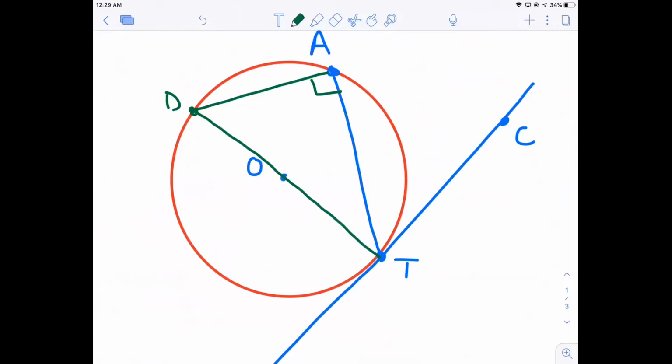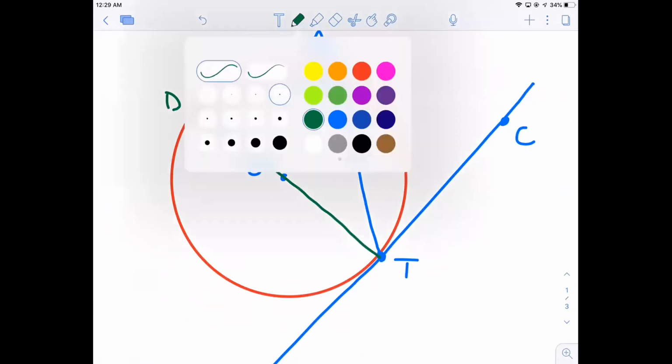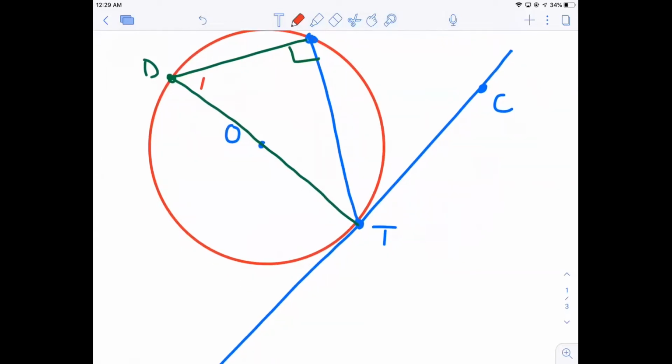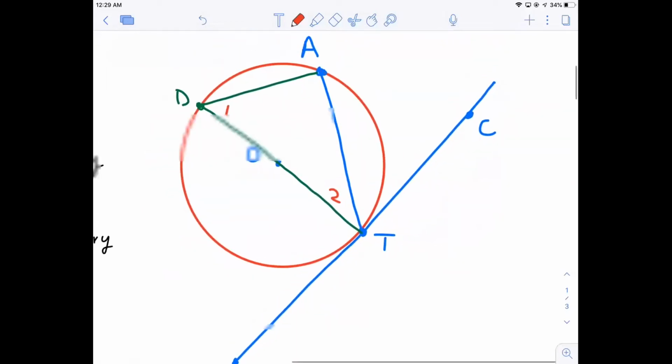All right, so step 3, angle 1 and angle 2 are complementary. So I made these guys angle 1 and 2. This here is angle 1. This here is angle 2, right? And the reason for that is in a right triangle, the two non-right angles are complementary, right? These add up to 90 degrees.